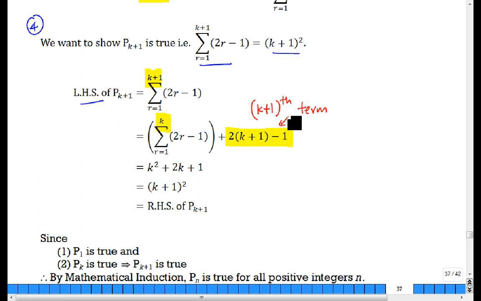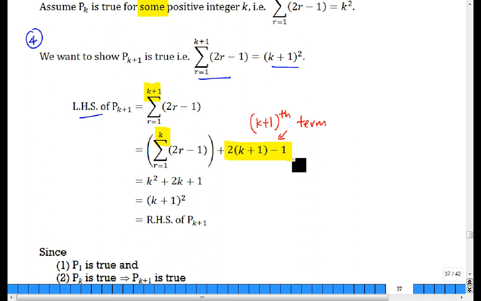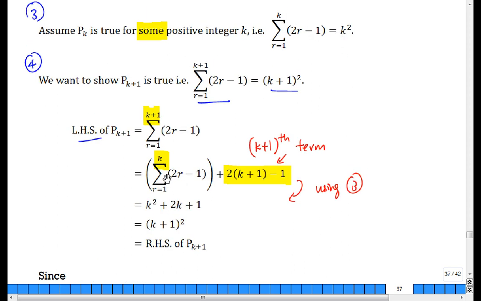If you find yourself sleeping, then write something. That's what I do. Now, from here to here, it is making use of step number 3. Correct? Because this is this k squared. You can replace this with k squared. Then you factorize. You realize that you want to aim towards k plus 1 square. Done. Can?